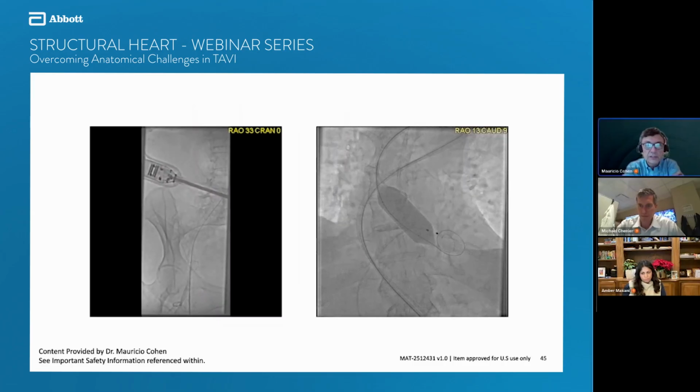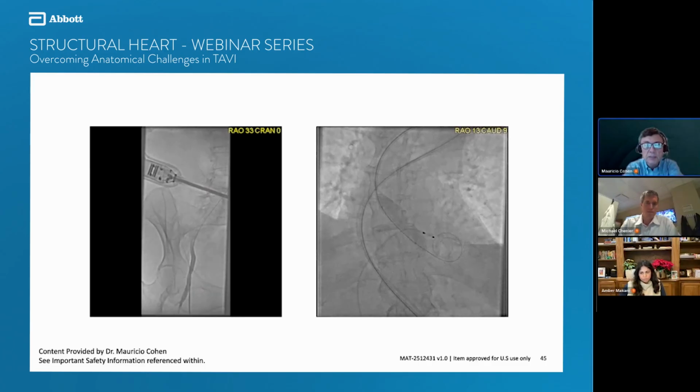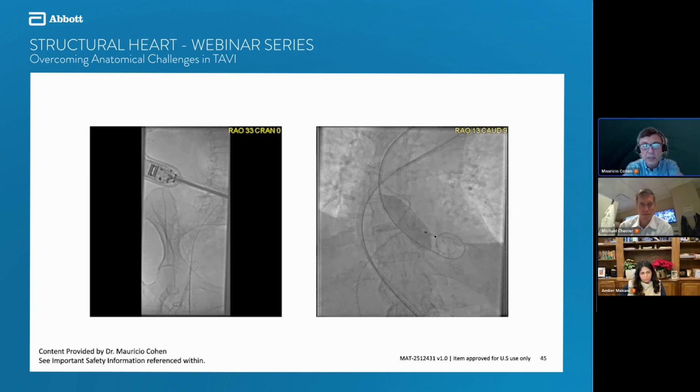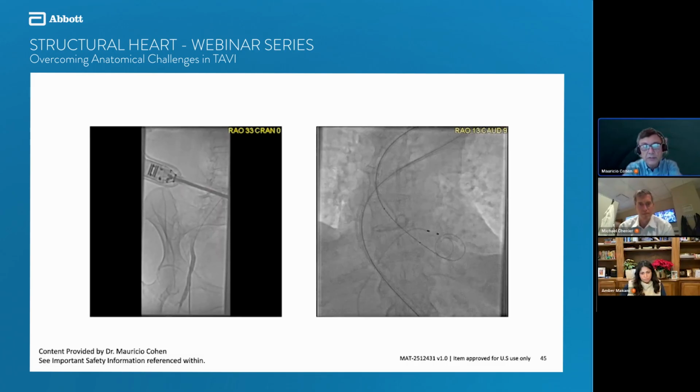So we got access as we always do. We pre-dilated. I think this was probably a 24 millimeter balloon. It's a true balloon, as you can see. The valve dilated and expanded well. We did not have any problems navigating over a Safari wire, in this case a Safari small curved wire. So far things are going well. Let's go to the next.